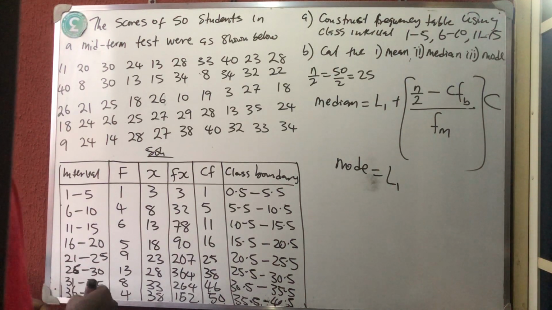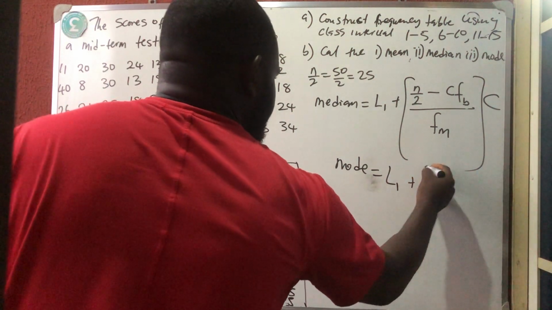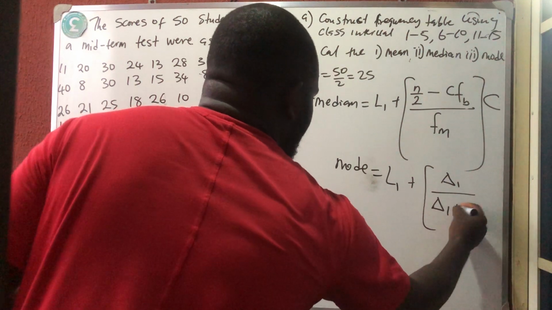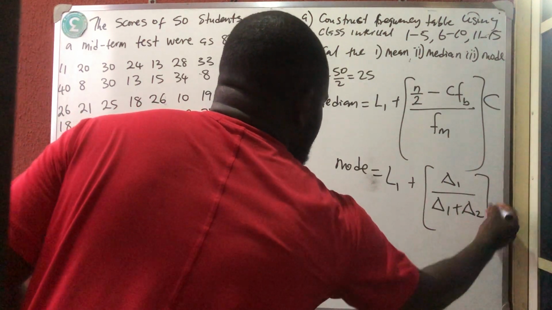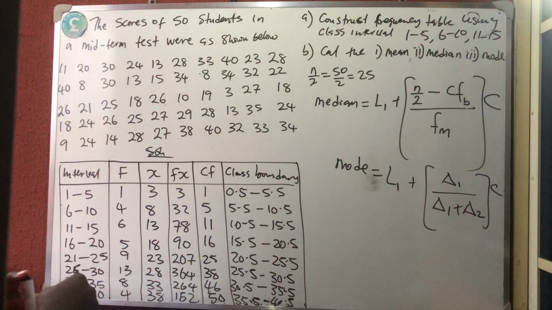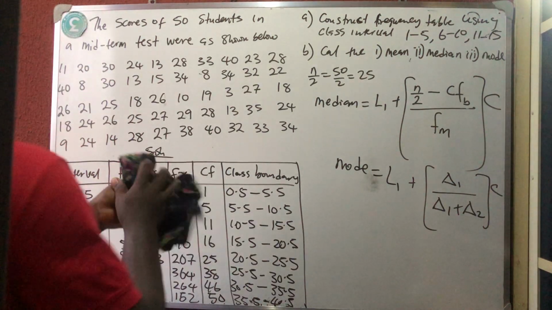So the mode is equal to L1 plus delta 1 over delta 1 plus delta 2, everything multiplied by C. As simple as that. So how do we get our deltas? We get that from the frequency. So we have the frequency, so we can now start our calculation.